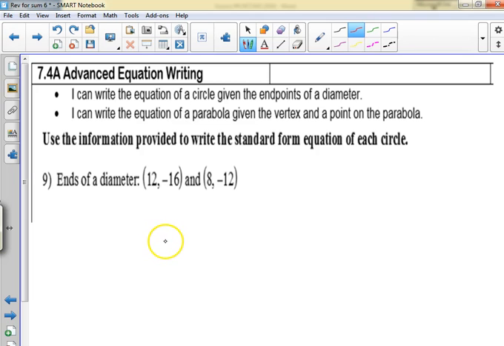How do you find an equation of a circle given the endpoints of the diameter? You can use distance and midpoint. Holy smokes. Some of you never did get a 5 on that section at the beginning of the year, right? Distance and midpoint. How do you find midpoint?